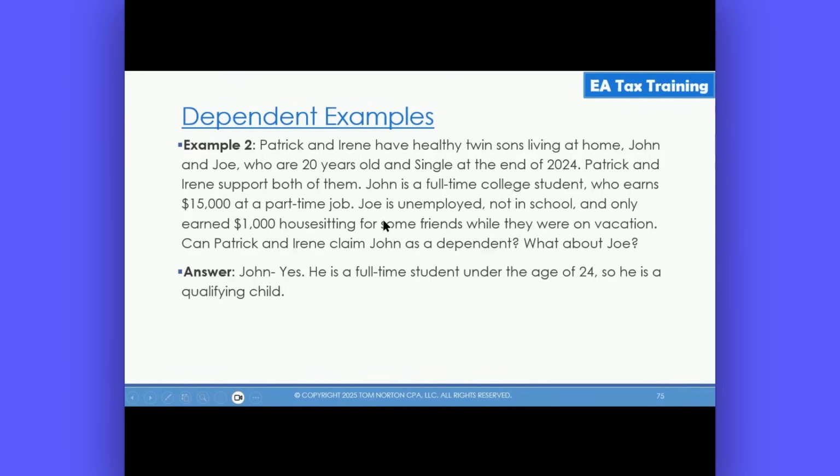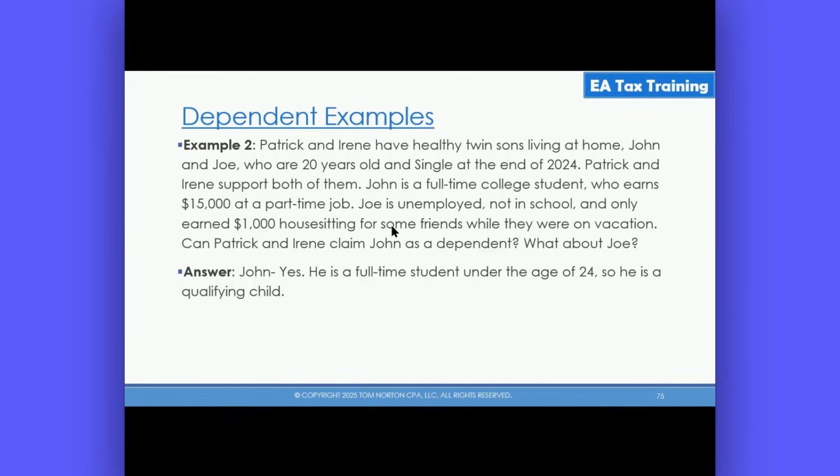Is Joe a qualifying child? Well, he is over age 18 and he is not a full-time student. Therefore, we know that Joe does not qualify as a qualifying child. So does that mean that Patrick and Irene cannot take him as a dependent? Well, we don't know yet because remember, there's two ways that a person can be a dependent. They can either be a qualifying child or a qualifying relative. So does Joe count as a qualifying relative?